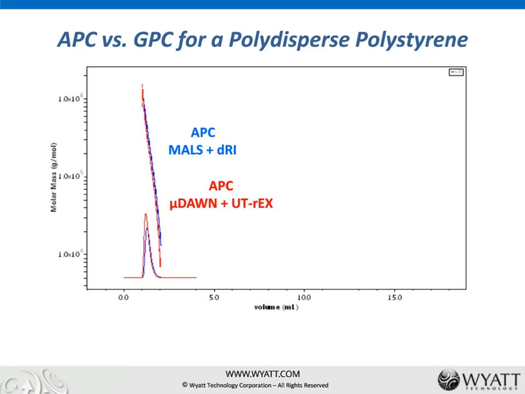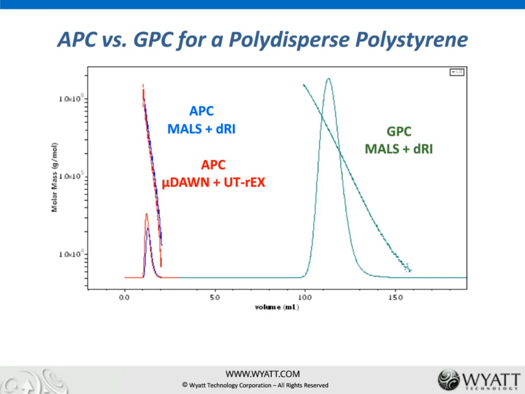We also used the microDAWN and UT-REX on the same system and same column. And we noticed the peak is slightly sharper and the molecular weight is a little bit wider. The same sample was also analyzed by a GPC system with 2 linear columns and using the standard MALS and DRI detectors. So the results are pretty comparable, but APC speed is much faster.